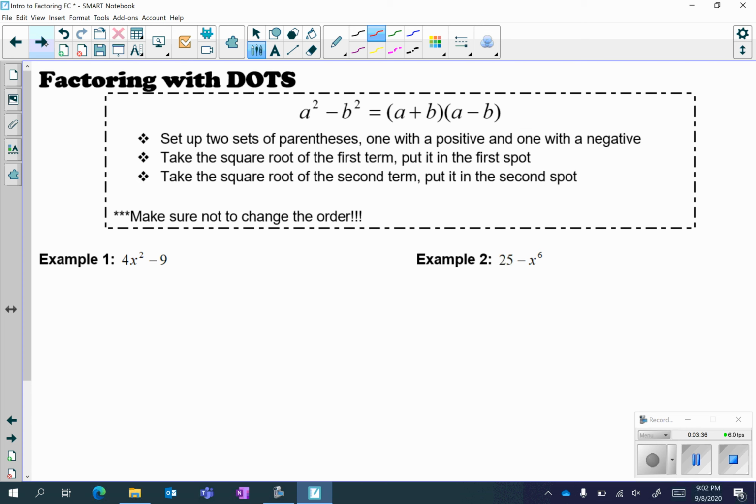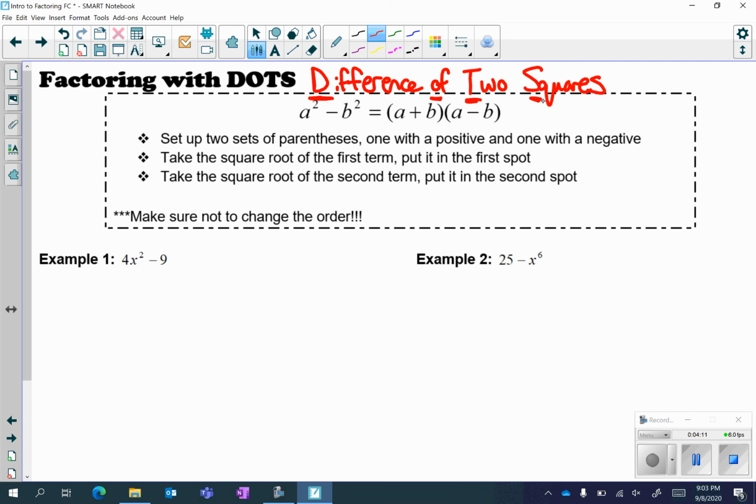So factoring with DOTS, please write this down because a lot of people don't know what DOTS represents. DOTS represents difference of two squares. Basically, you know if you can use DOTS if, first of all, you have the difference. You can't do this with a plus sign. You can only do this when you see a minus sign. And you have two terms, right? If you have 3 terms, that's not good. And both terms must be perfect squares.